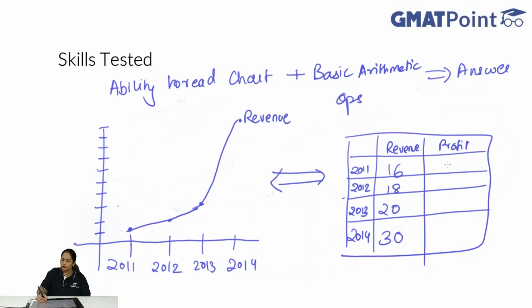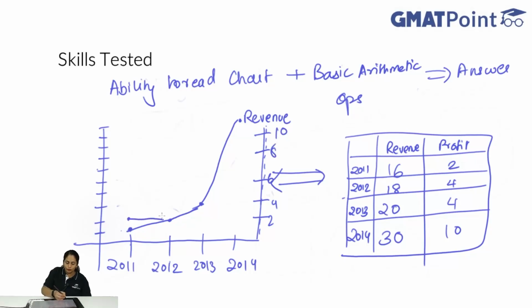Similarly, I will have values for profit. Suppose this is say 2, this is say 4, this is say 4 and this is say 10. Now either on the same chart, if I have a lower axis, I can show it in the bottom part of the chart, or I can have a secondary axis, the smaller axis, say 2, 4, 6, 8, 10, because I need till 10. So my profit for the first year will be 2, for the next year it will go up to 4, the next year also it is 4, and the last year it is 10.